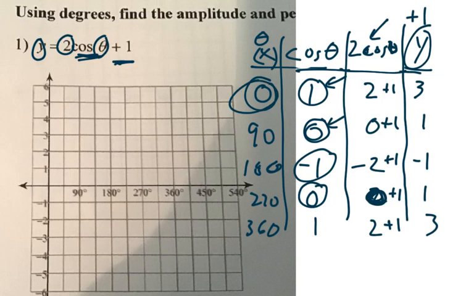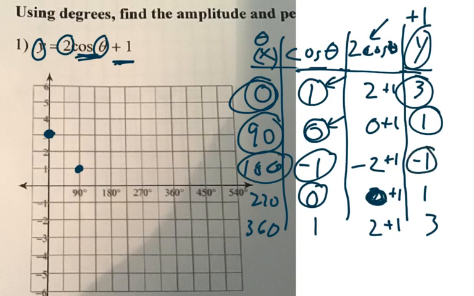0 for theta is 3 for y. Right there. Boom. 0, 3. 90 degrees for theta is 1. 180 is negative 1. 270 is 1. 360 is 3.